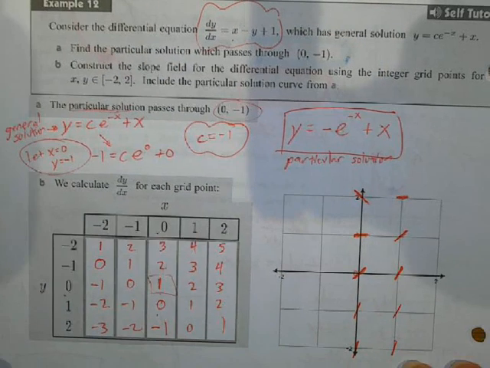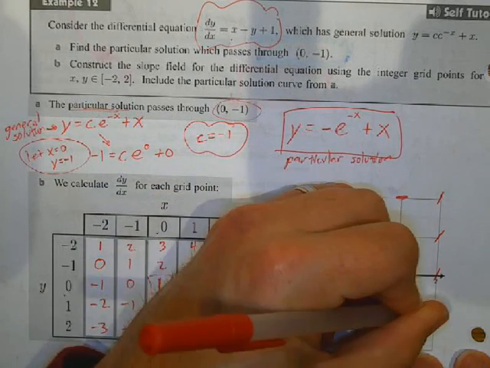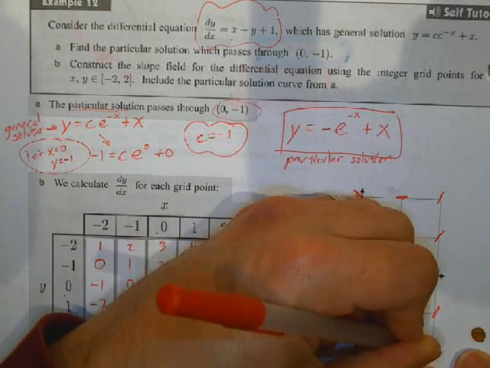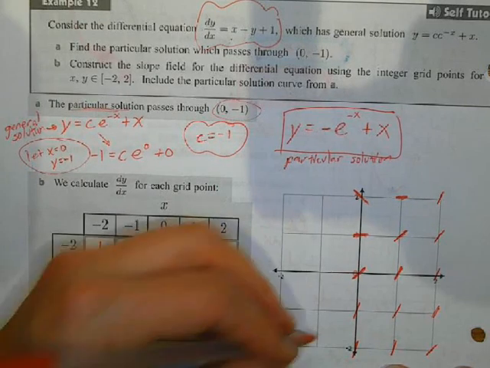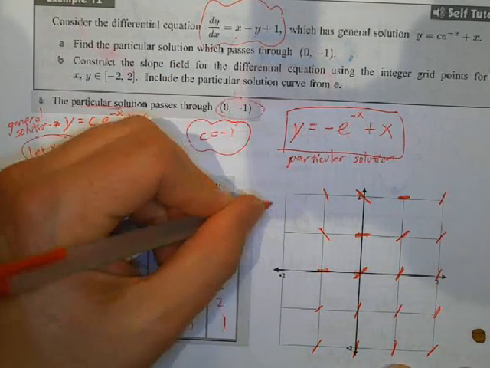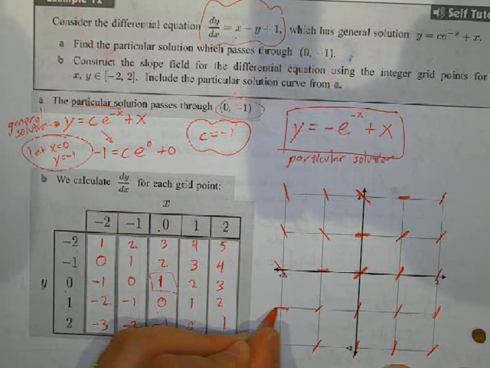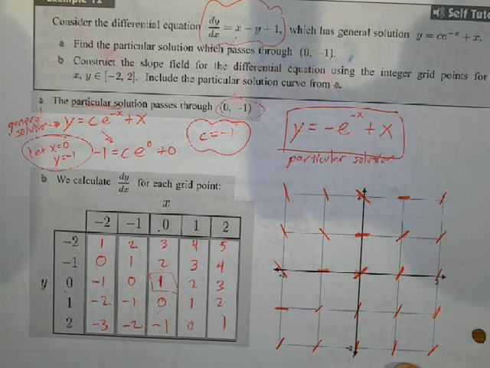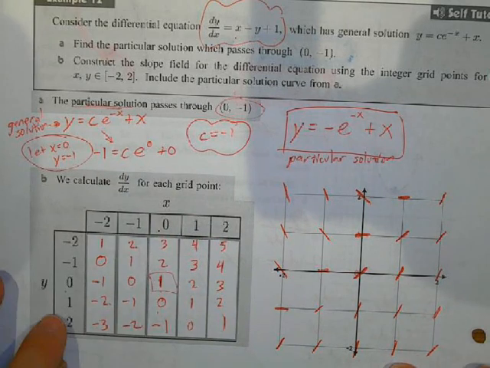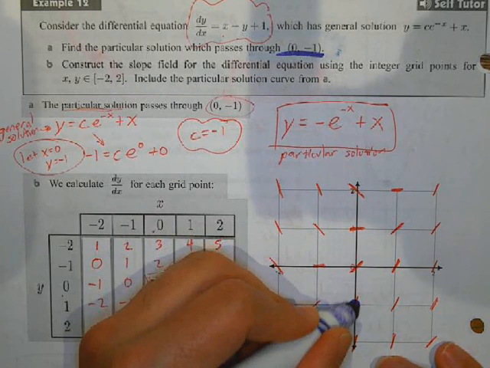Okay, so I've done all the calculation. I've done all these drawings in advance. This takes a little bit of time. Okay, and now this needs to go through a particular point. It's going to go through 0, negative 1. So 0, negative 1 is right there.